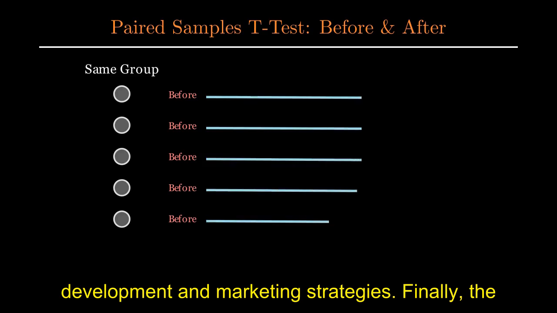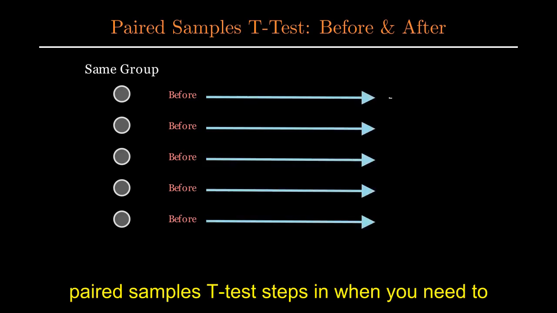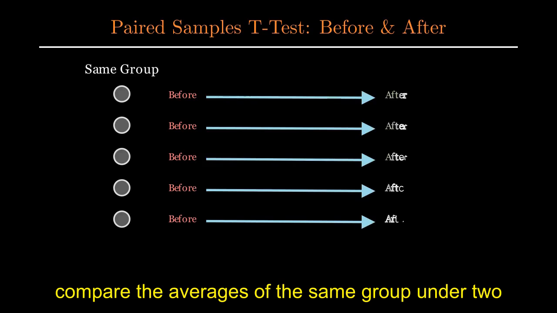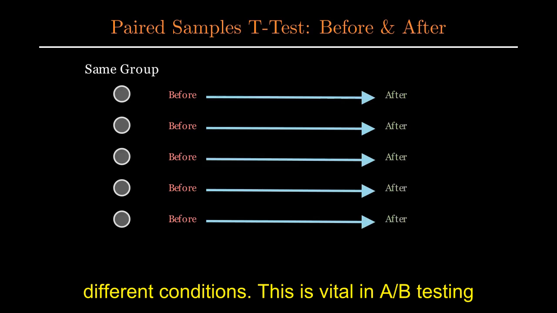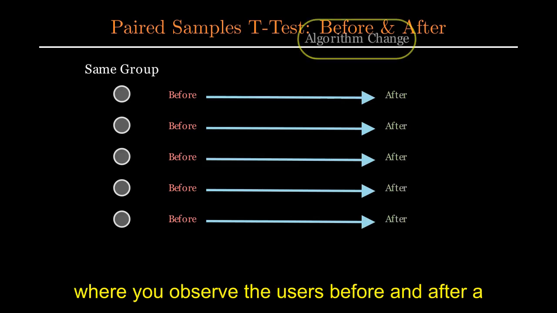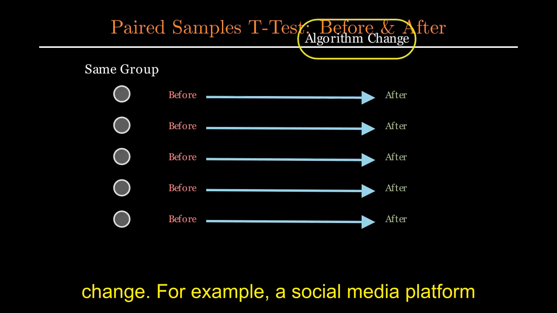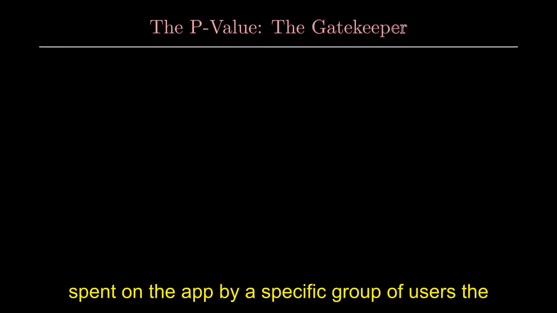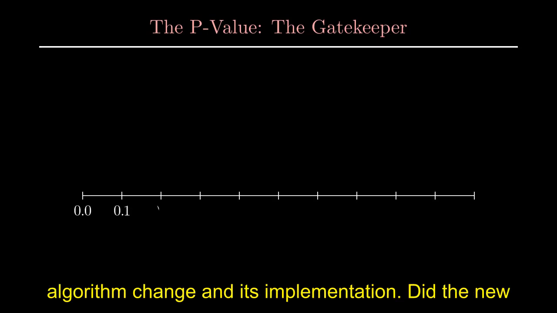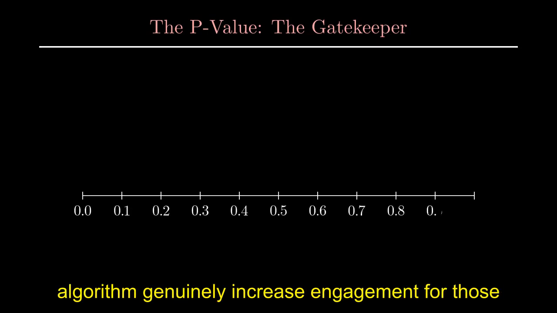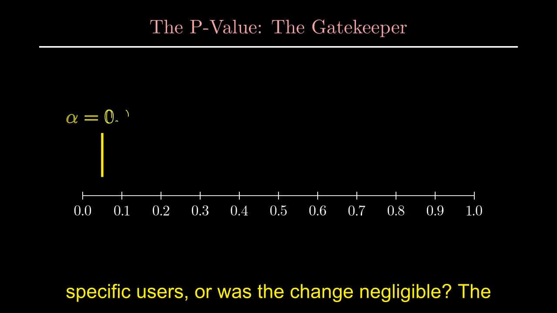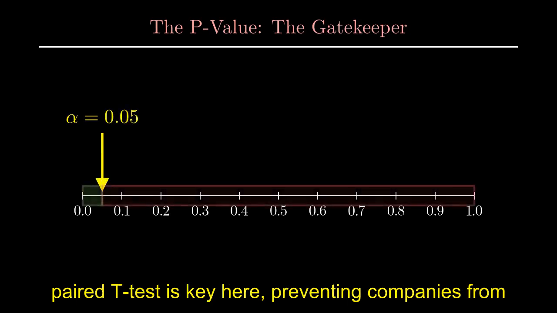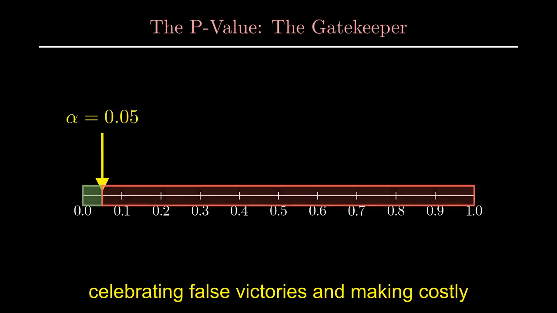Finally, the paired samples t-test steps in when you need to compare the averages of the same group under two different conditions. This is vital in A/B testing where you observe the users before and after a change. For example, a social media platform introduces a new algorithm designed to increase user engagement. They measure the average daily time spent on the app by a specific group of users before the algorithm change, and after its implementation. Did the new algorithm genuinely increase engagement for those specific users, or was the change negligible? The paired t-test is key here, preventing companies from celebrating false victories and making costly rollbacks.